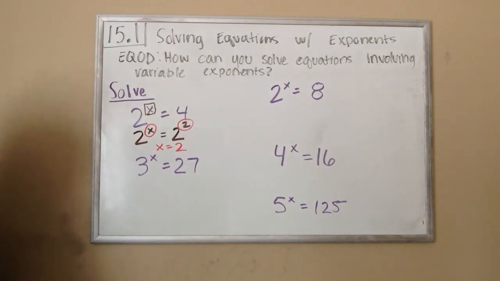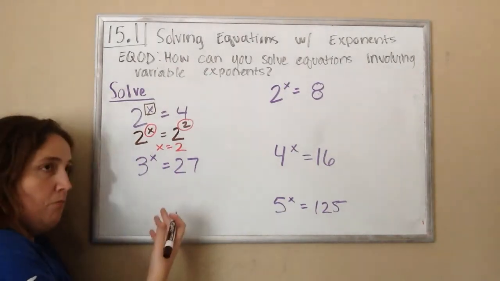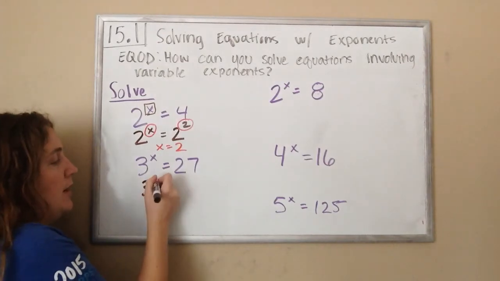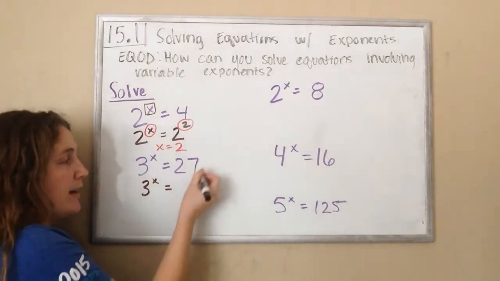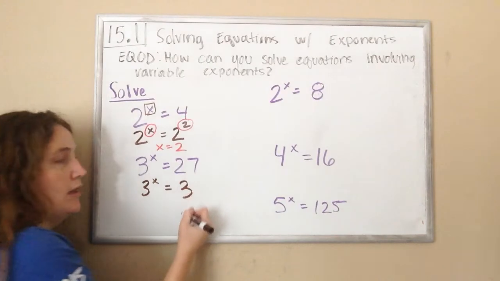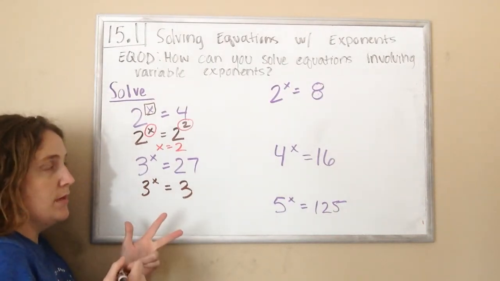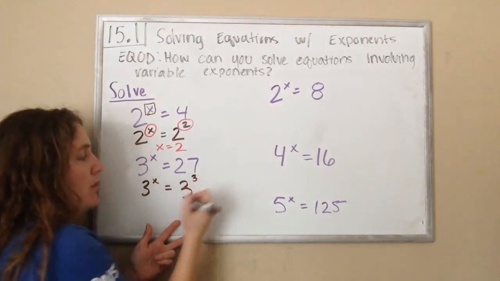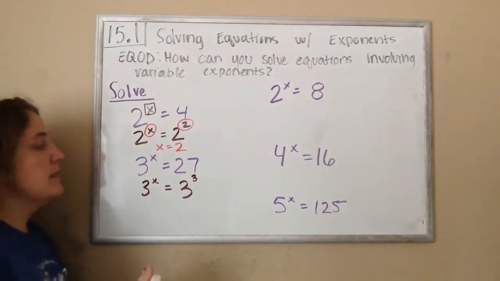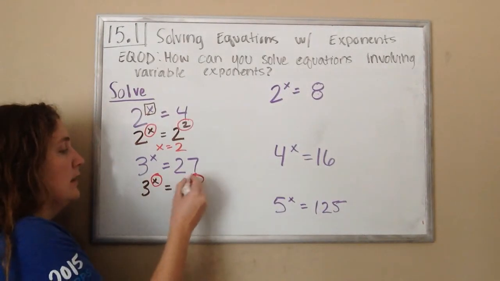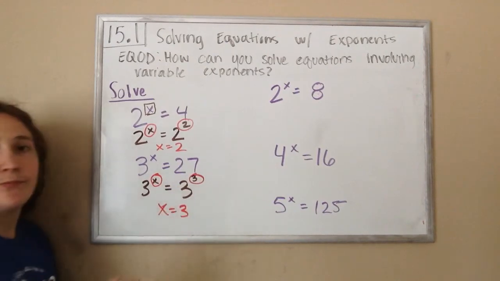Down here, 3 to the x equals 27. Hopefully you can figure out what that equals, but if not, we're going to think, well, how could we write 27 with a base of 3? It's 3 times 3 would be 9, times 3 would be 27. So it's 3 to the 3rd power, which means that this x equals 3.